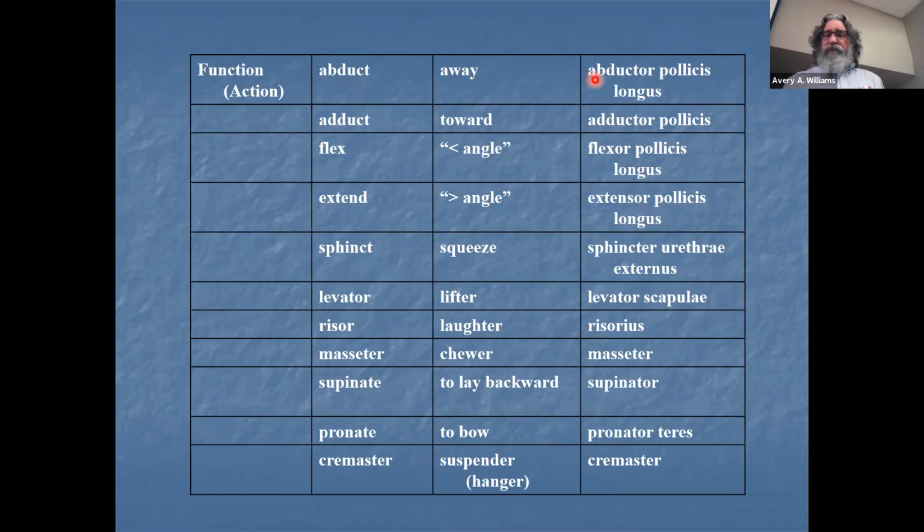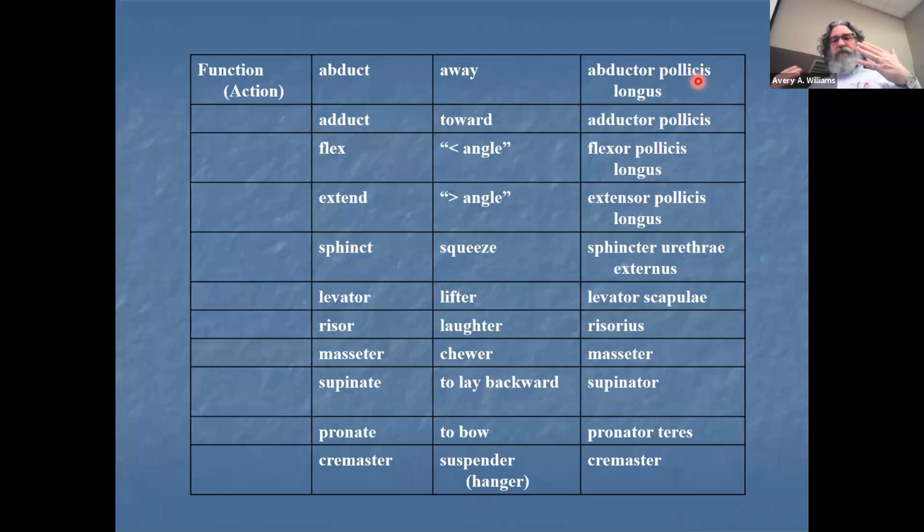For example, right here, the abductor pollicis longus. So there's three terms in there. The word abductor, that's an action for abduction. Pollicis is, remember, the thumb. And then longus, that's a shape because it's long, right? Or would long be a size? I think it'd be a size. You have long versus short. So this is a long thumb muscle that abducts the thumb.